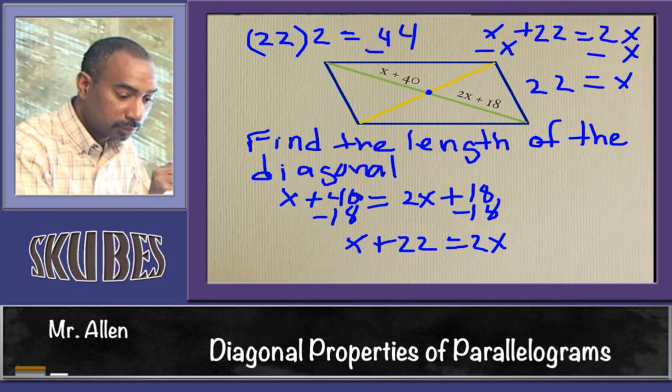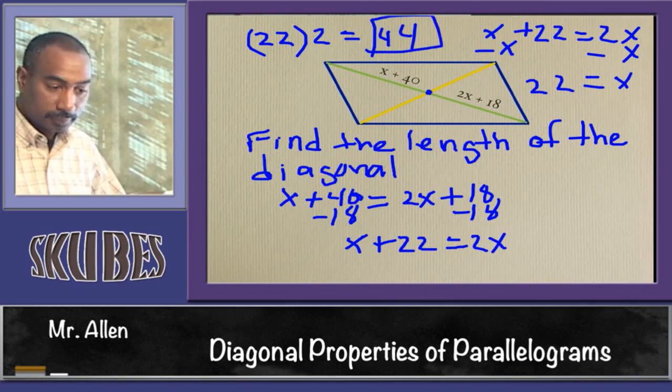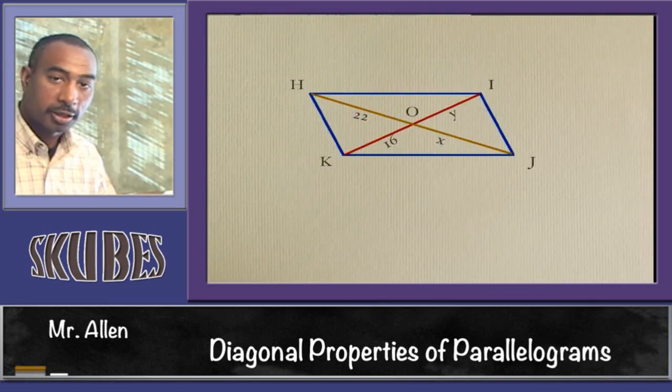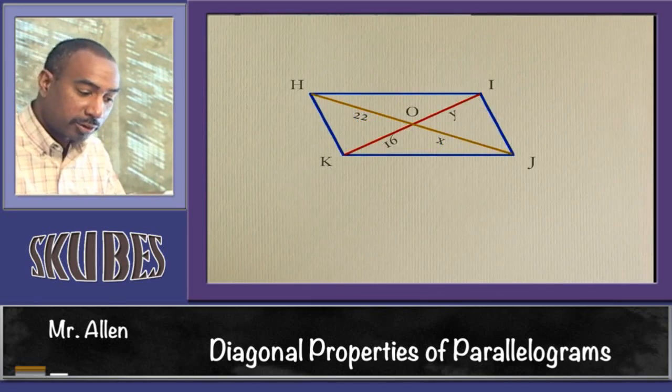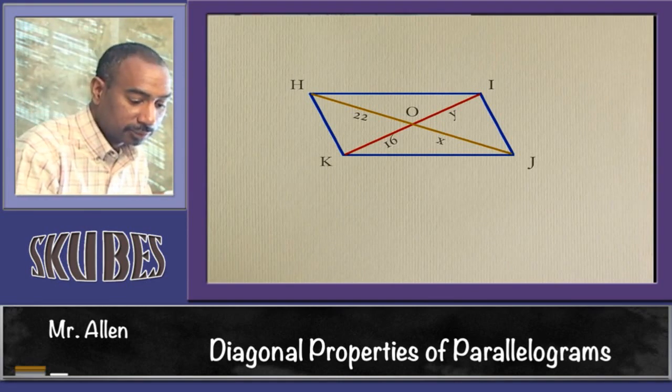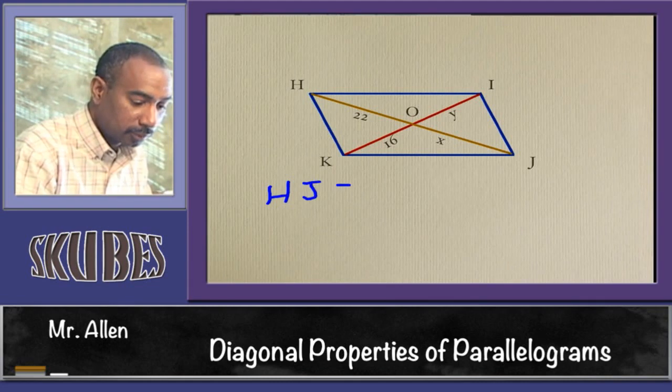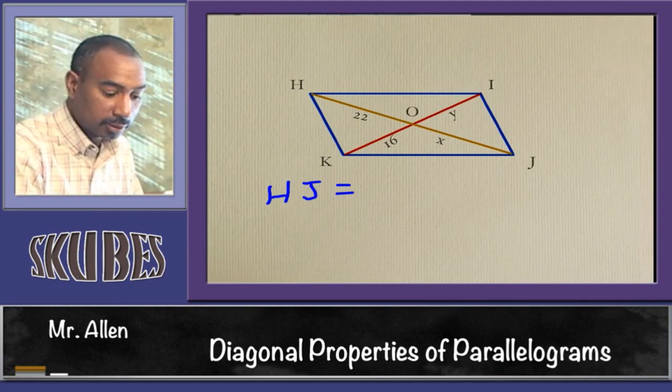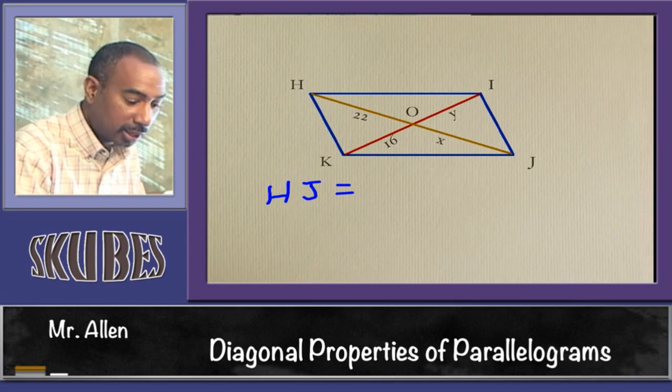Okay, let's look at another problem. I want to find the length of both diagonals. I want to know the length of HJ, that's the brown diagonal there, and the red diagonal, KI.